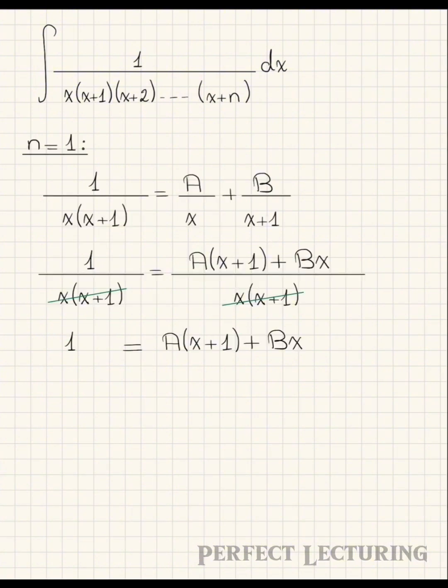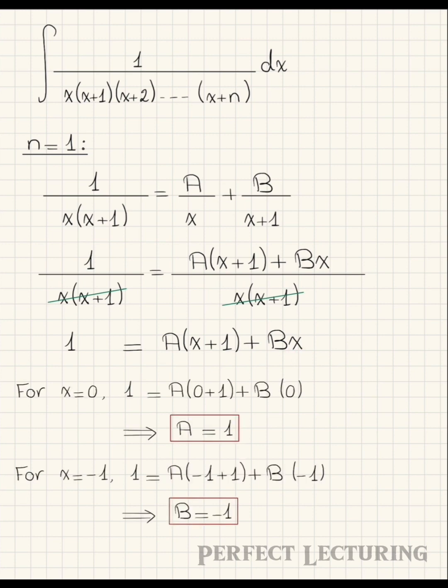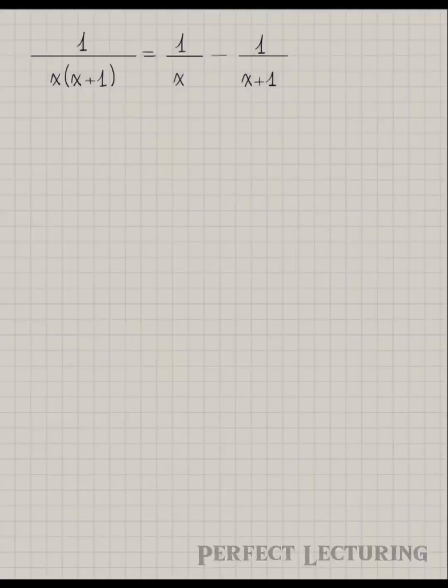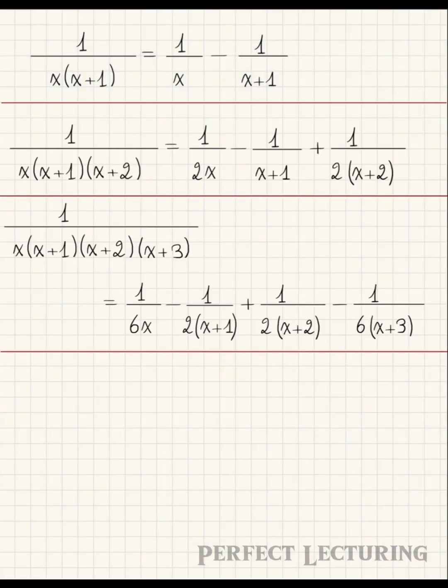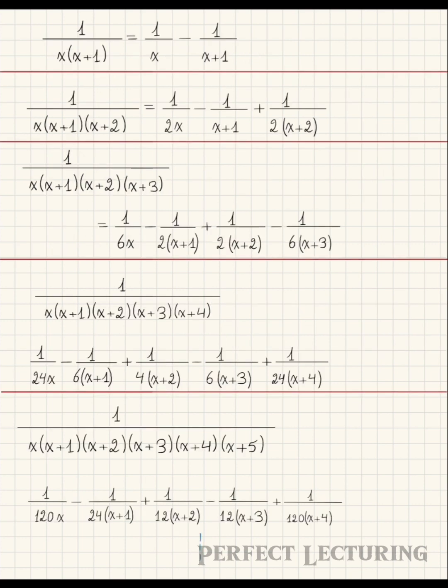In order to find the values of a and b, we replace x by the zeros of these factors, which means x equal to minus 1 and x equal to 0. And this is what we get: a equals 1 and b equals negative 1. Following the same scenario, we get the following for n equal to 2, this for n equal to 3, and so on. So our task here is to find some pattern of the coefficients of the factors in the denominator.